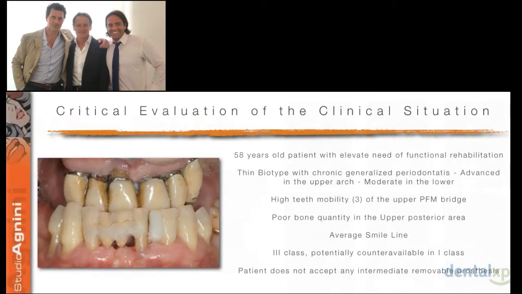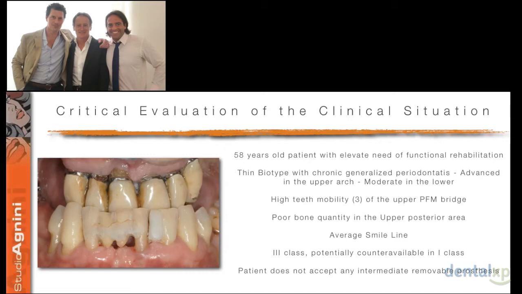After that we collect all this information, we always do a critical evaluation of our clinical situation, and that is basically a summary of what we have seen until now. So we know that we have a 50 year old patient with elevated need of functional rehabilitation. We have a thin biotype with chronic generalized periodontitis that is advanced in the upper arch and moderate in the lower. We have high tooth mobility of the upper PFM bridge, and we have poor bone quantity in the upper posterior area.